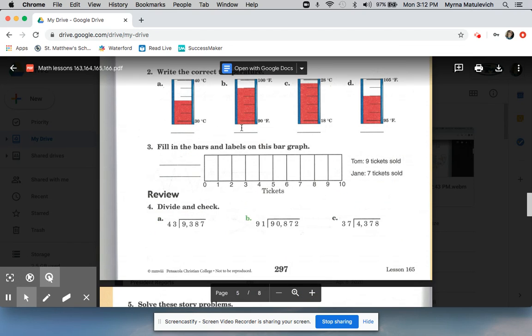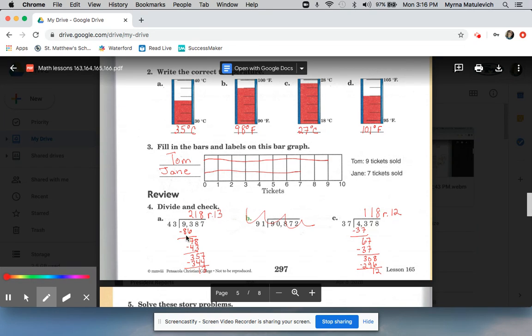Write the correct temperature. Celsius, Fahrenheit, Celsius, Fahrenheit. Fill in the bars and labels on this bar graph. So it helps if you use a ruler to make your line straight. Divide and check. And there you go for divide. I didn't do the check.